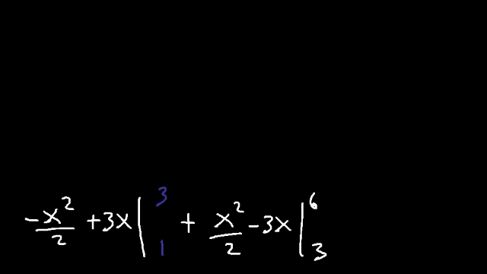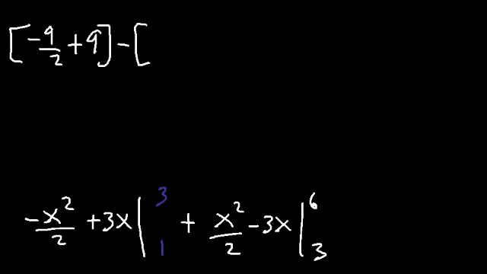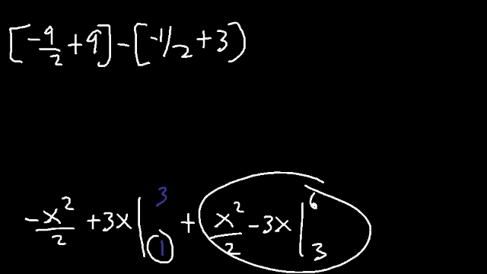So now let's plug in the values. 3 squared is 9, so it's going to be negative 9 over 2, and 3 times 3 is 9, minus, now let's plug in 1, it's going to be negative 1/2, plus 3. Now let's focus on this integral.